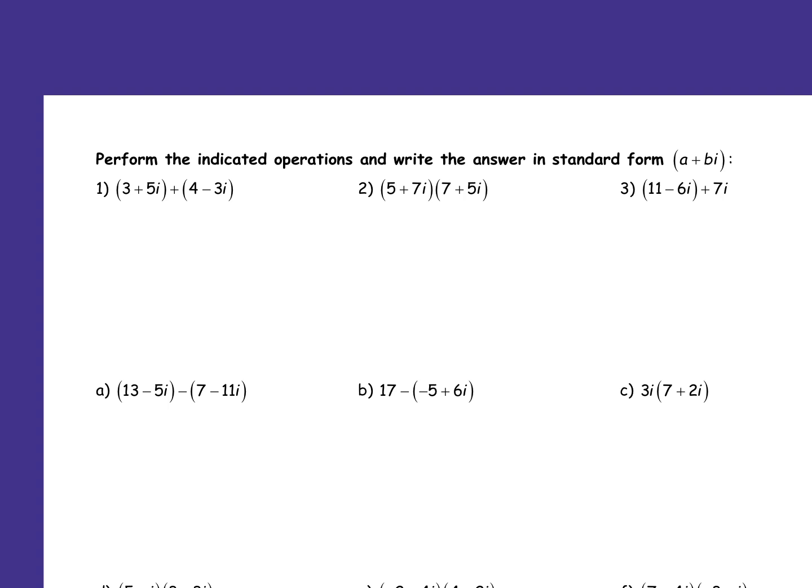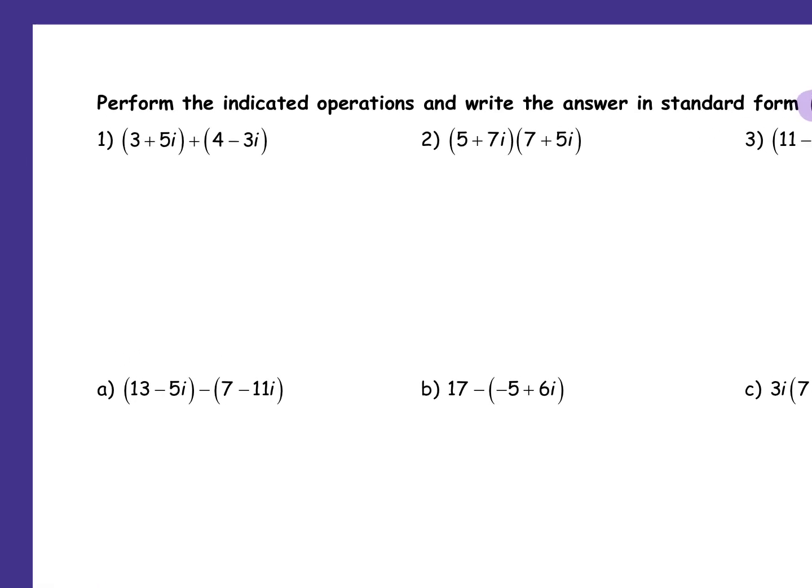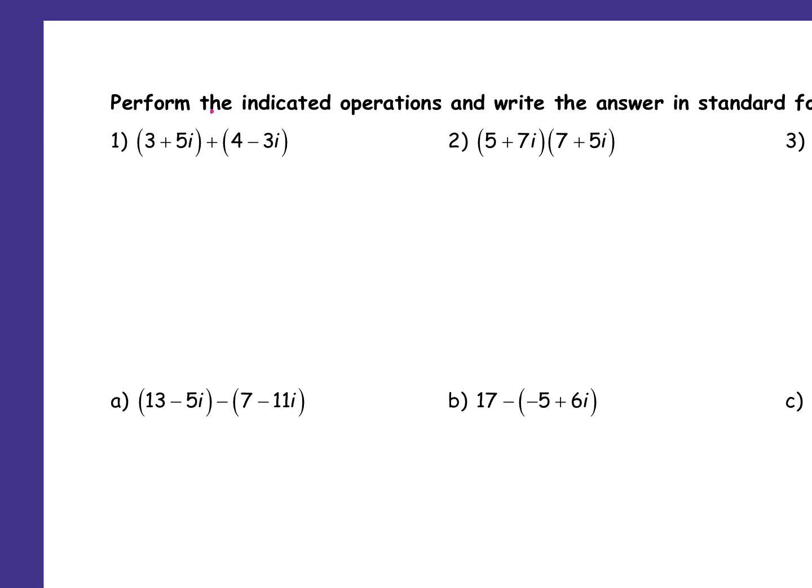Standard form for a complex number is a plus bi. Notice the imaginary number is last and my real number is first, so I have to write it that way. Okay, so the first one, what am I doing on the first one? The first one I'm adding.